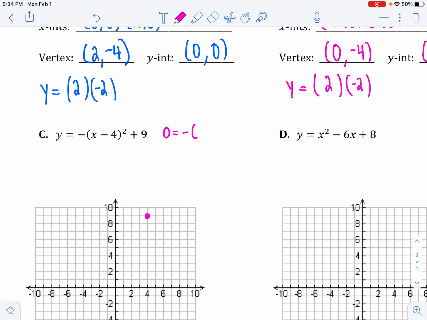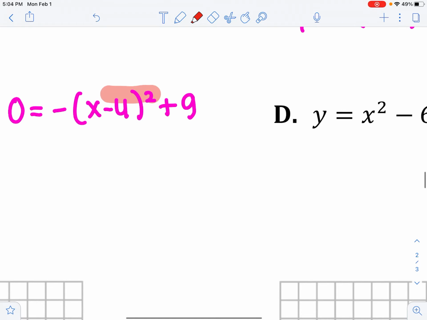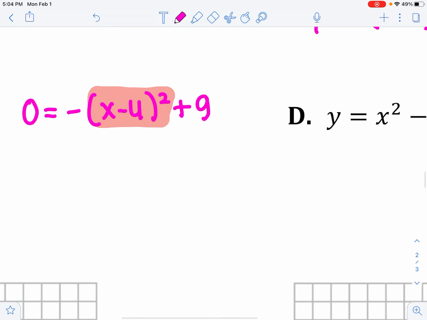It's not in standard form, so I can't factor it. I just need to solve this, so I'm going to write it out where it's equal to 0. Remember, since there's not an x squared and an x, you're not going to solve by factoring. You are going to solve by square rooting, but you have to get that alone first.